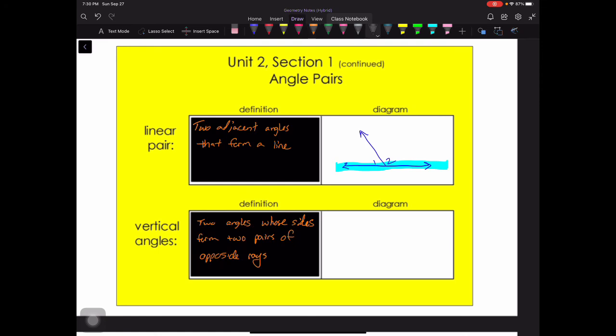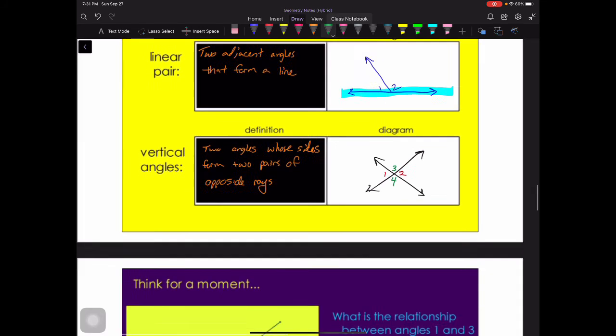So an example, the best example I can give you here is just two lines crossing. Vertical angles are opposite of each other. So 1 and 2 would be vertical angles, and here we go with 3 and 4. Those would also be vertical angles. They're formed basically when two lines intersect, opposite of each other.